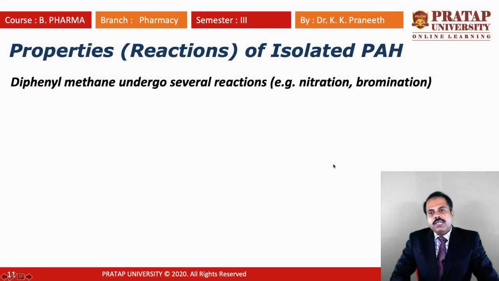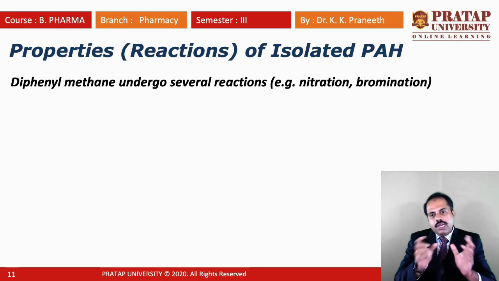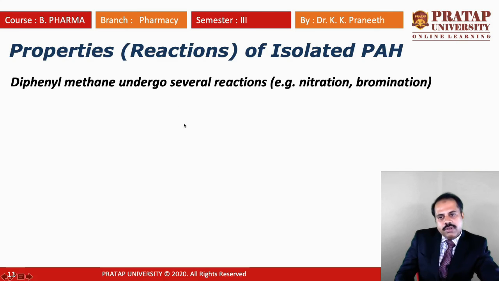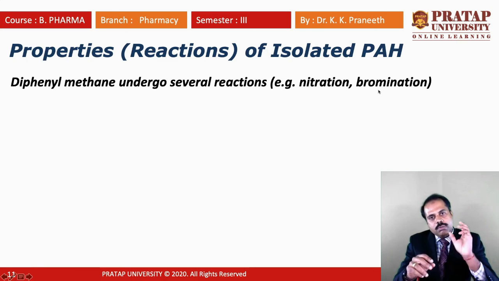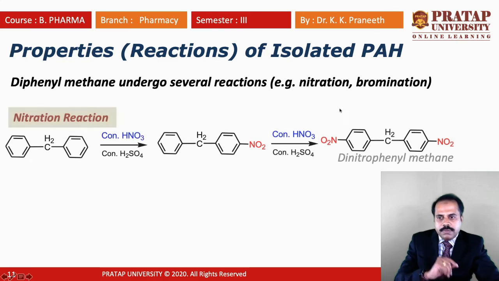Now, let us see some of the properties, that is the chemical reactions of isolated PAH. So, diphenyl methane as an example we can see. Diphenyl methane undergoes several reactions like nitration and bromination, and in this lecture we will see these two important reactions, that is nitration and the halogenation reaction. Halogenation meaning chlorination, bromination, iodination, etc. But for this we will see one example, that is the bromination reaction. So, first we will see the nitration reaction.